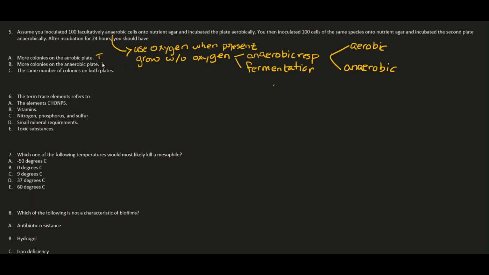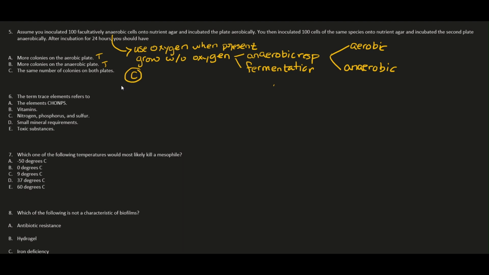fermentation. So that's true. You'll receive the same number of colonies on both plates. Since you see growth in both anaerobic and aerobic, you'll see the same number of colonies on both plates. So the answer is C.